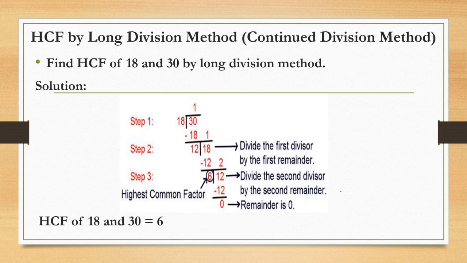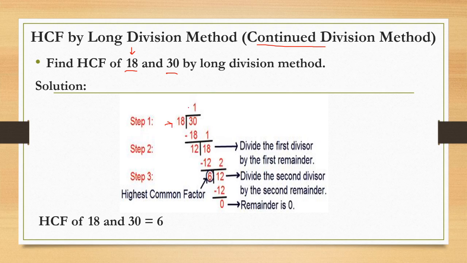Now we are going to use the HCF by long division method. This is also known as the continued division method. Okay, what you have to do, see, we have to find the HCF of 18 and 30. So first pick the smaller number between these two numbers and divide the greater number by the smaller number. So that's what we are doing here. We are dividing 30 by 18.